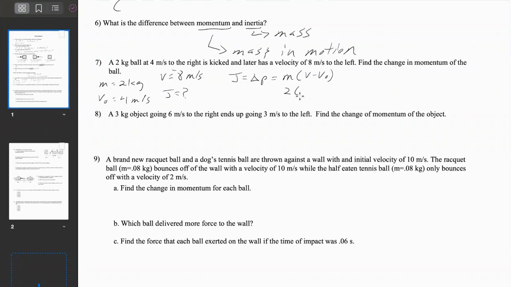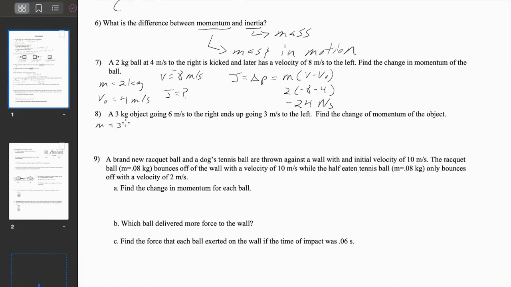M times V minus V naught. The mass is 2, final velocity is negative 8, initial velocity being 4, final minus initial. Negative 8 minus 4 would be negative 12 times 2, negative 24 Newton seconds.